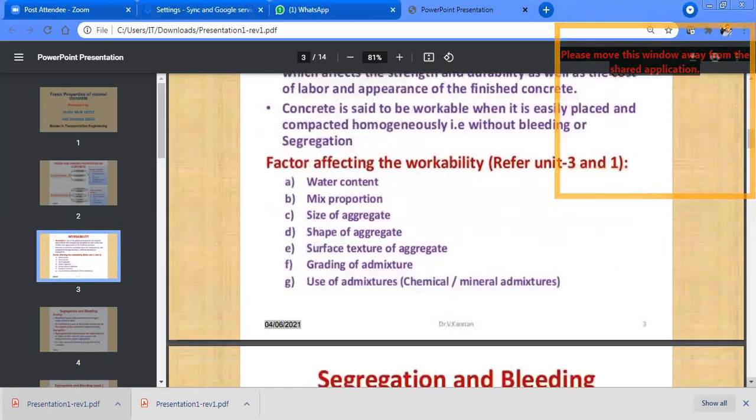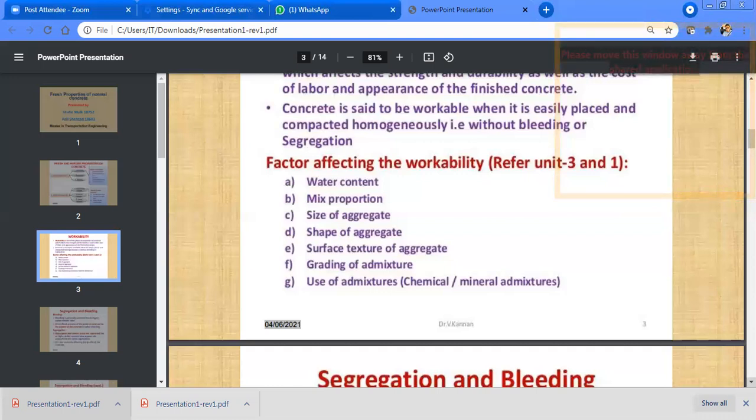I will let you know some of the factors affecting workability. We have six or seven factors. The first is water content, then mix proportions, size of aggregate, shape of aggregate, surface texture of aggregate, grading of aggregate, and use of admixtures, chemical and mineral. First of all, I will talk about water content. There is a certain limitation for concrete: only this much water content is allowed for this class of concrete.